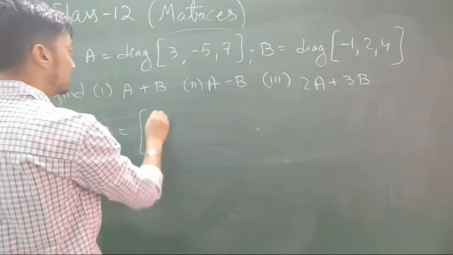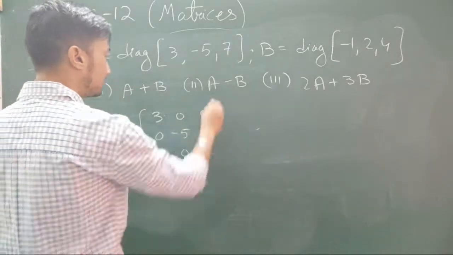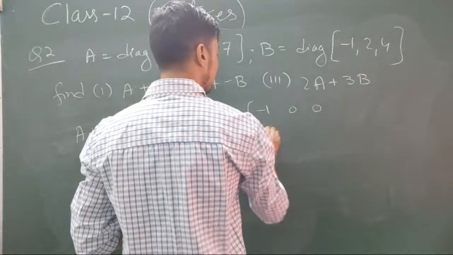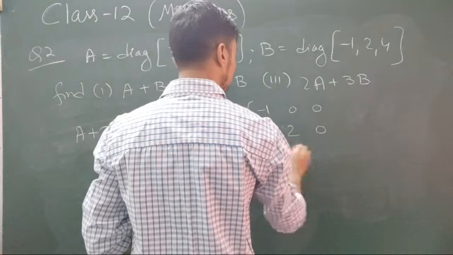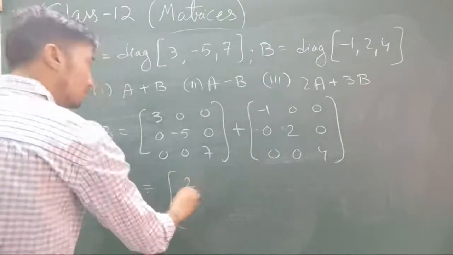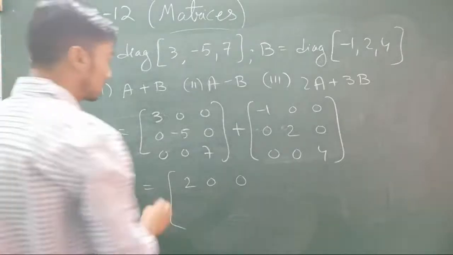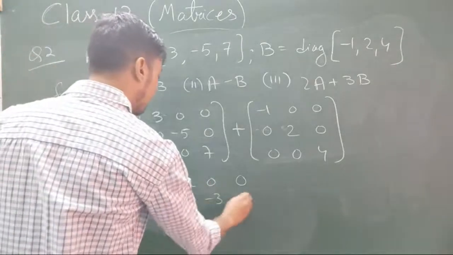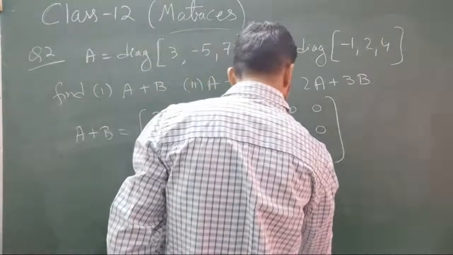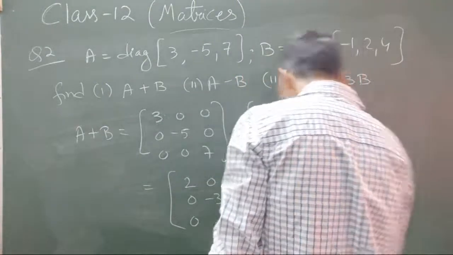So this is the diagonal matrix 3, 0, 0, 0, minus 5, 0, 0, 0, 7 plus the diagonal matrix minus 1, 0, 0, 0, 2, 0, 0, 0, 4. Adding the corresponding elements, we have 3 minus 1, 2, 0, 0. The result should also be a diagonal matrix. So minus 5 plus 2 is minus 3, and 7 plus 4 is 11. So this can again be written as the diagonal matrix 2, minus 3, 11.